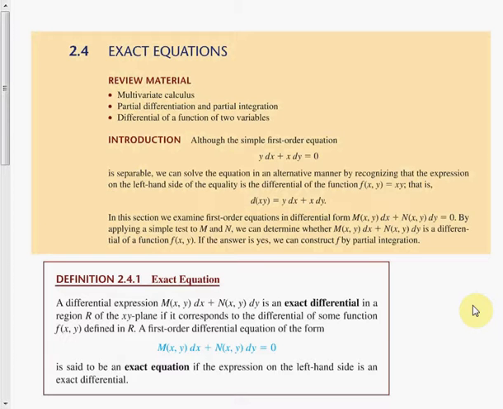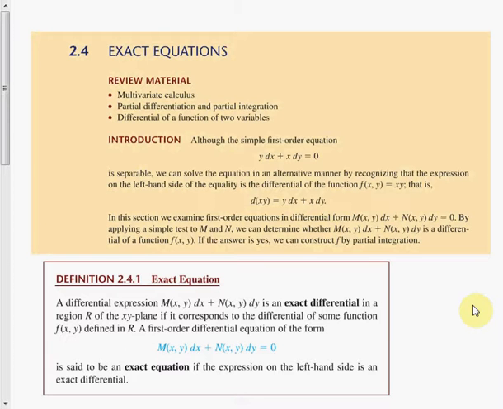Look at the definition. An exact equation is said to be a differential expression of M dx plus N dy that is an exact differential in some region R. This is the same region R in Calculus 3 that we talk about, that surface region by which you want to build whatever types of functions and different types of shapes from.